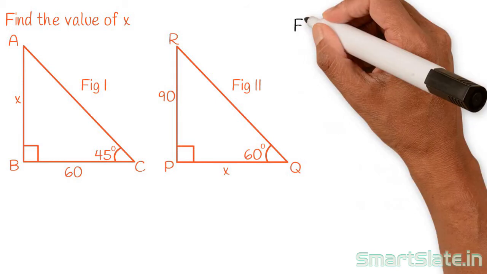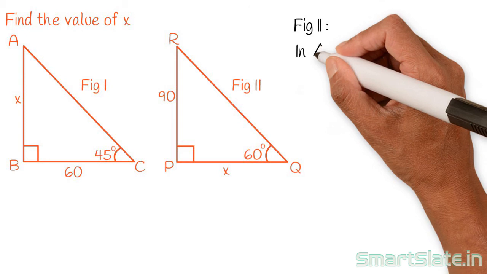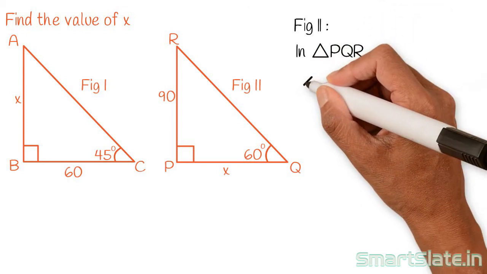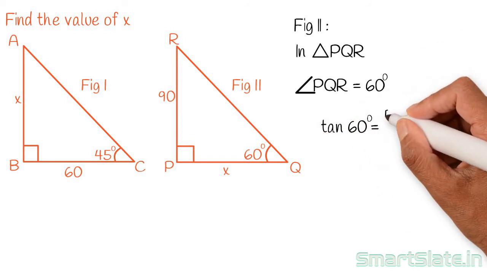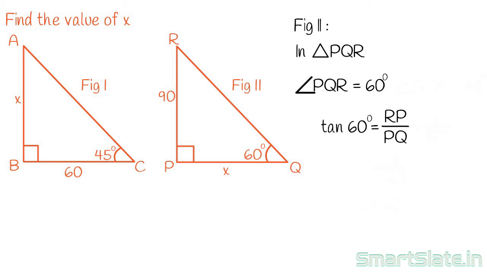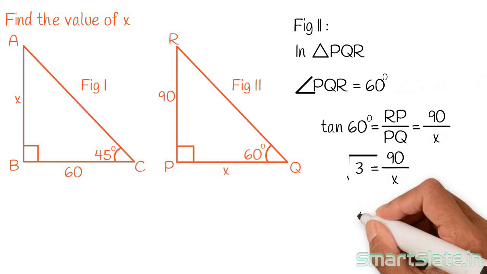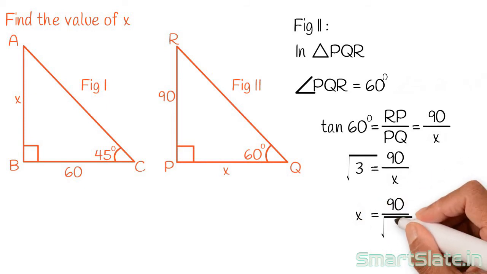Now, consider the second figure. In triangle PQR, angle PQR is equal to 60 degrees. Tan 60 degrees is equal to RP by PQ. RP is the opposite side and PQ is the adjacent side. Substitute the values. It is 90 by x. Tan 60 degrees is equal to 90 by x. Tan 60 degrees is square root of 3. Hence, square root of 3 is equal to 90 by x. X is equal to 90 by square root of 3.